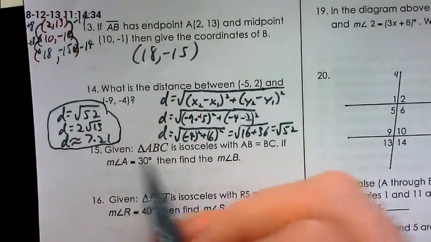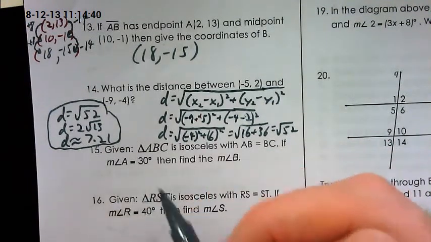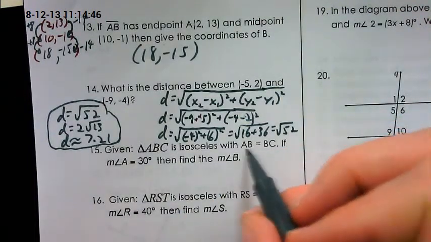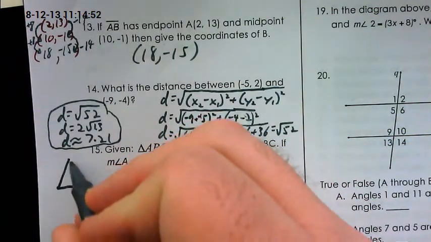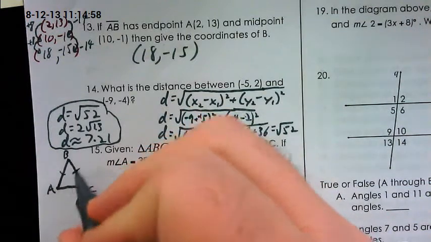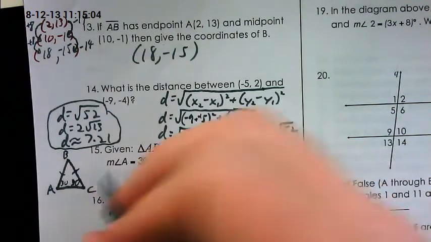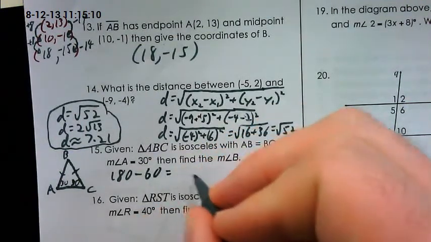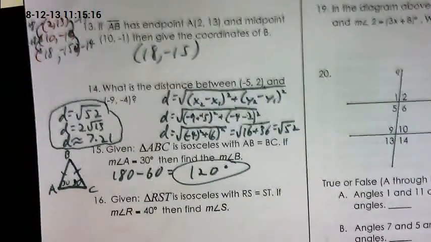On 15, given ABC is isosceles with these two sides equal, if the measure of angle A is 30 degrees, find the measure of angle B. Based on how this is set up, B, since it's on both legs, must be the vertex. So I'm going to draw my diagram here to help me out. I have A, B, C. Those two are equal. A is 30, therefore C is also 30. Both of those are 30, and then subtract those two from 180, so minus 60. This is 120. Diagram's not drawn to scale, it doesn't need to be. We got our answer.